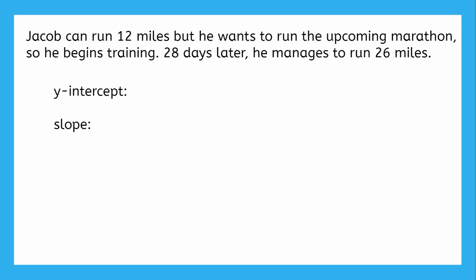The y-intercept is pretty clear here. Before Jacob did any training, he was already able to run 12 miles. So we get a y-intercept of 0 days trained, 12 miles.